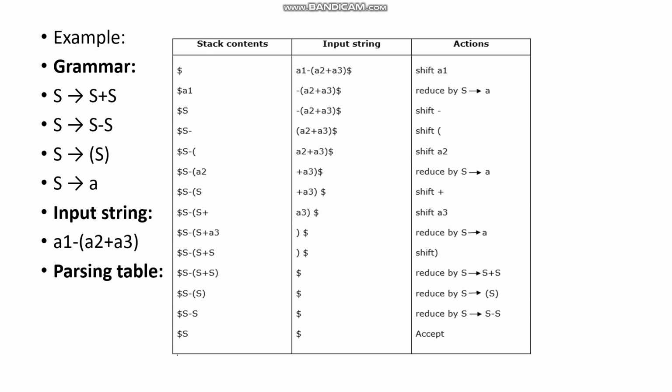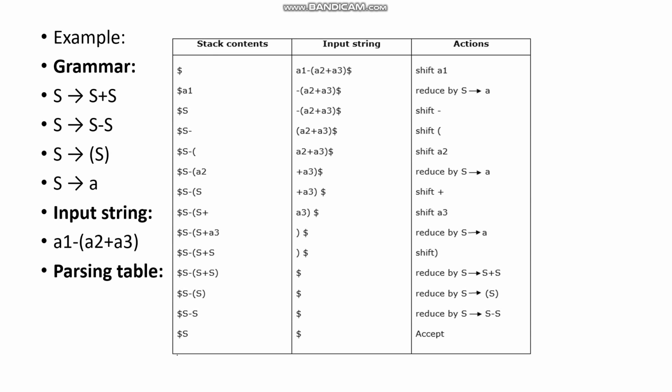The parser repeats this cycle until it has detected an error or until the stack contains the starting symbol and the input is empty. When the input buffer reaches the end marker symbol dollar and the stack contains the starting symbol, the parser halts and announces successful completion of parsing. Okay, basically there are three actions: shift, reduce and accept. And the last one is optional, that is error, if any error is present.